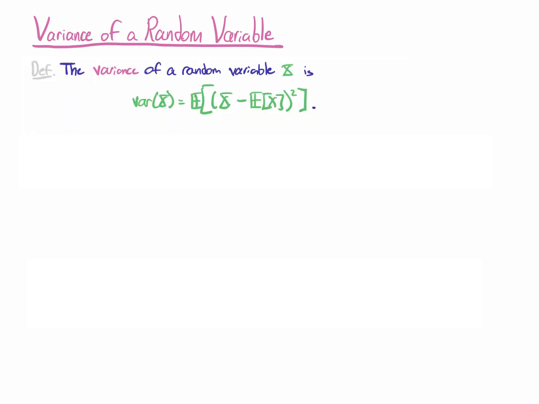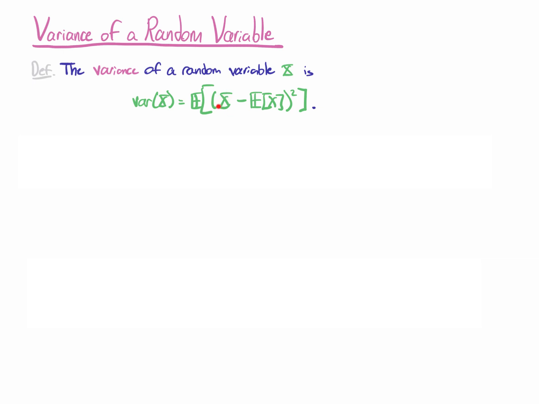The variance of a random variable is a measure of how spread out or uncertain or random it is. A random variable with a high variance is very unpredictable, whereas a random variable with a lower variance is much easier to predict. So formally, the variance of a random variable X is defined by this expression here.